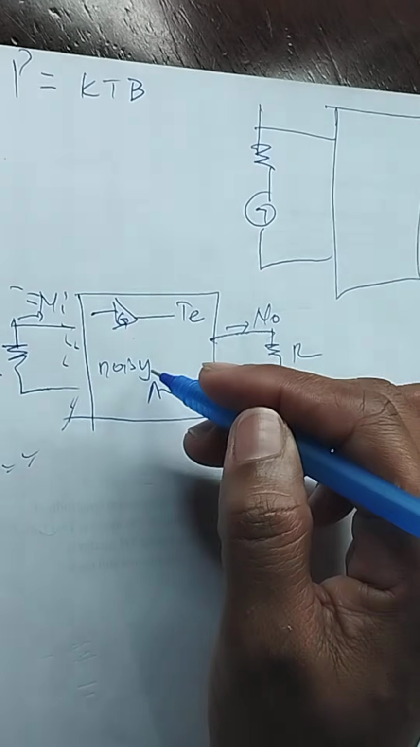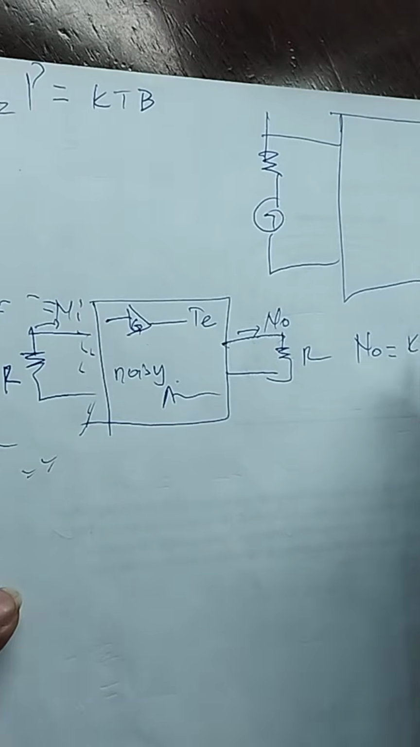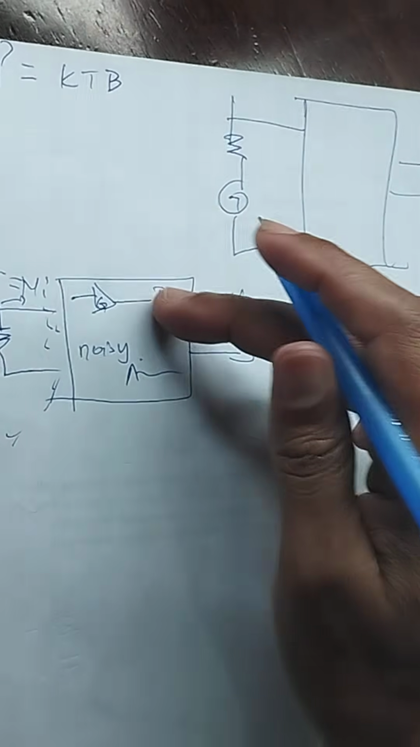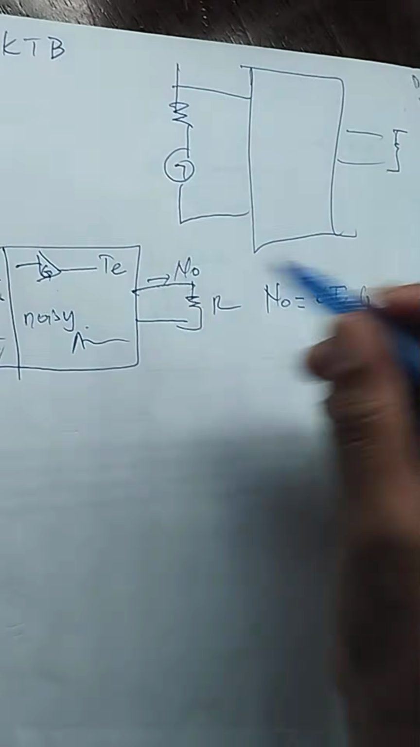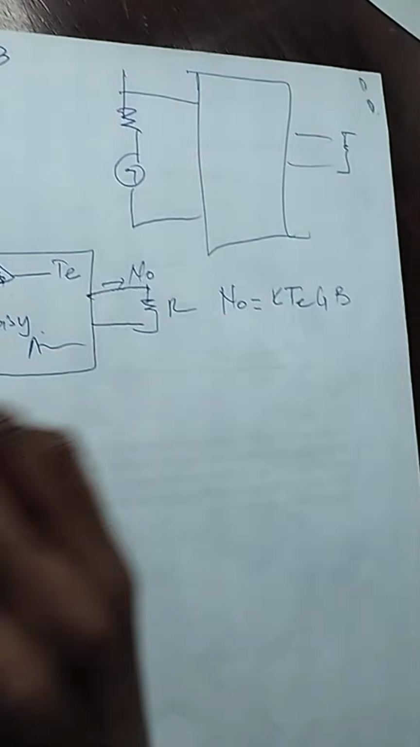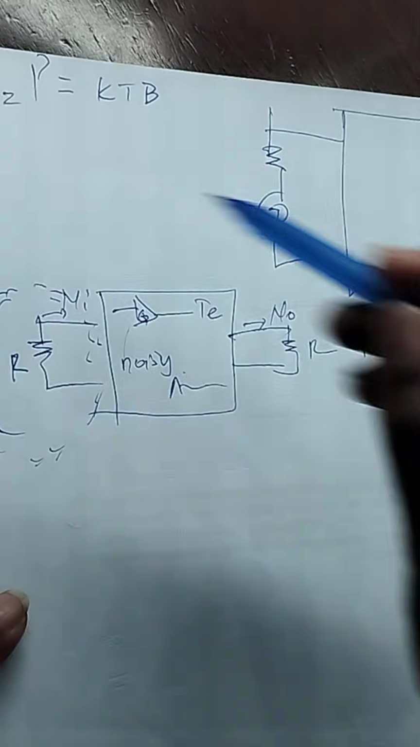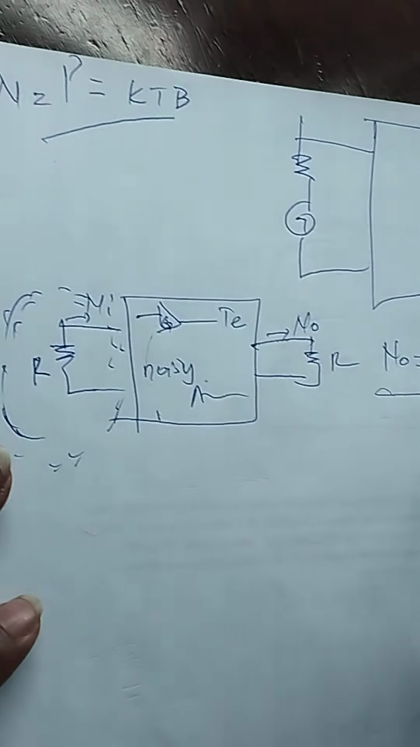Since we have an amplifier now, what will be the output here? N0 will be k T, the equivalent temperature we have in here, times the gain of the amplifier times the bandwidth. So this is basically what it is. When we don't have an amplifier, we have this. When we have an amplifier, we have this.